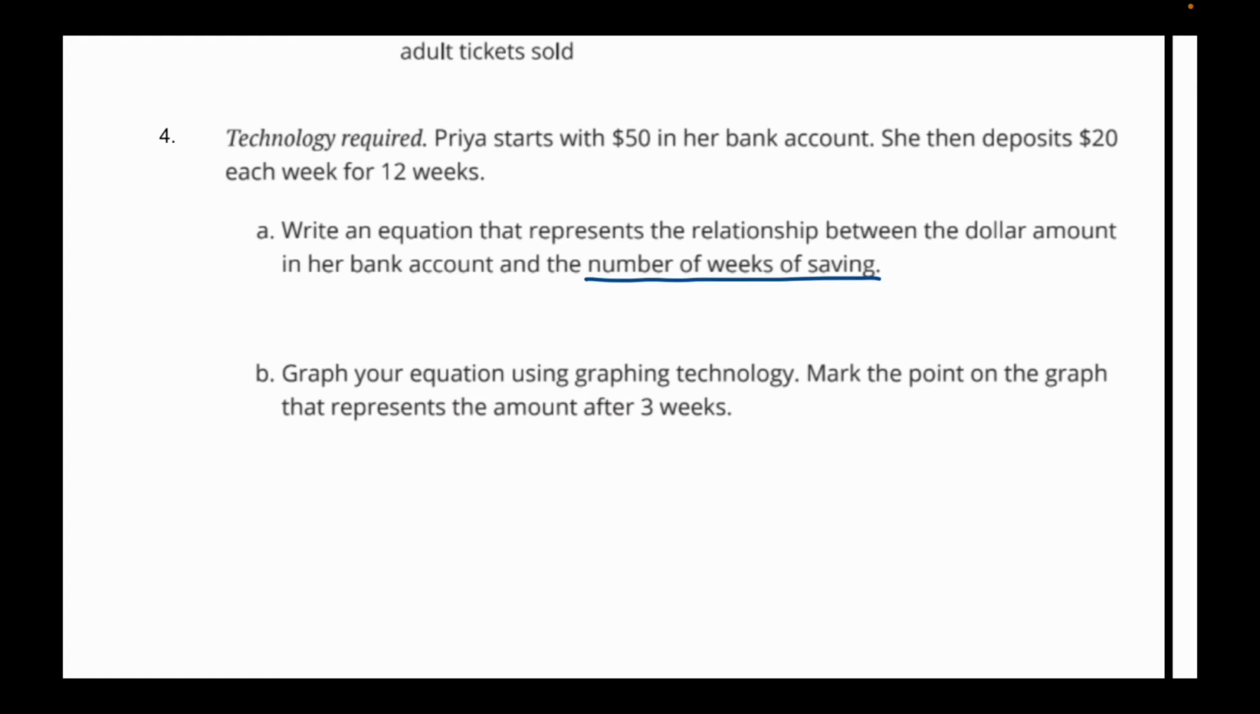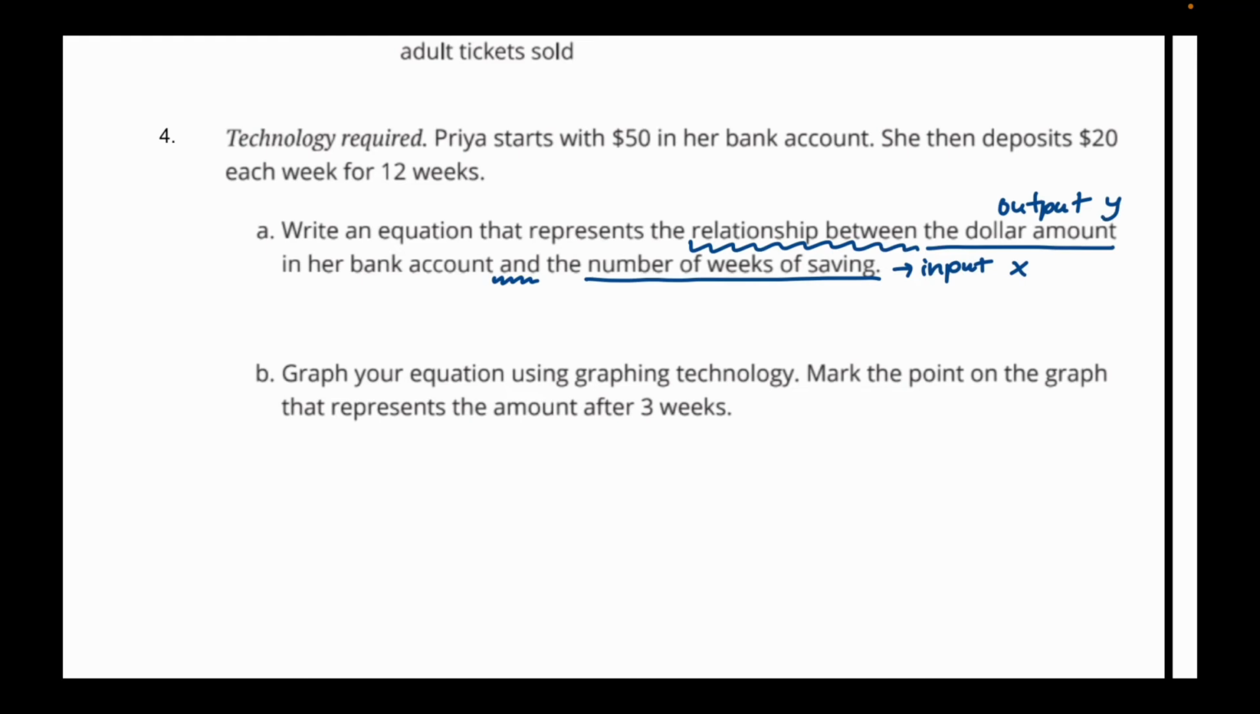Because they're telling us to write an equation in between these two, that means they're going to be the two different variables. So if they say the relationship between the dollar amount and the number of weeks saving, that means one of these is going to be input, one's going to be output. So I'm going to say dollar amount is the output and number of weeks saving is my input. So that means input would normally be the x-axis and output would be y.